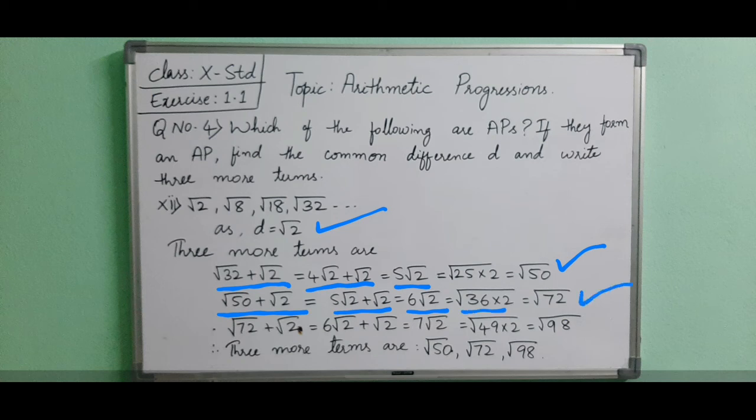Then the third term we will get by adding root 2 to square root of 72. Square root of 72 is 6 root 2, plus root 2 is 7 root 2. 7 squared is 49, so 49 times 2 is 98. The next 3 terms are square root of 50, square root of 72 and square root of 98.